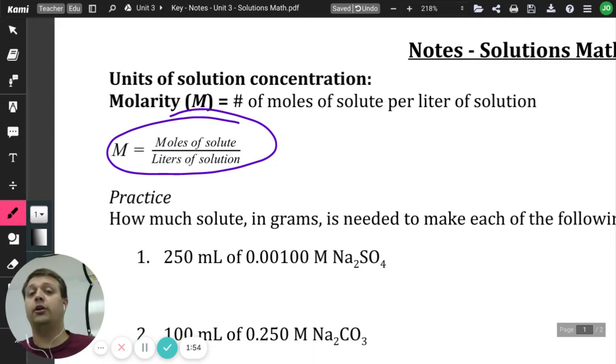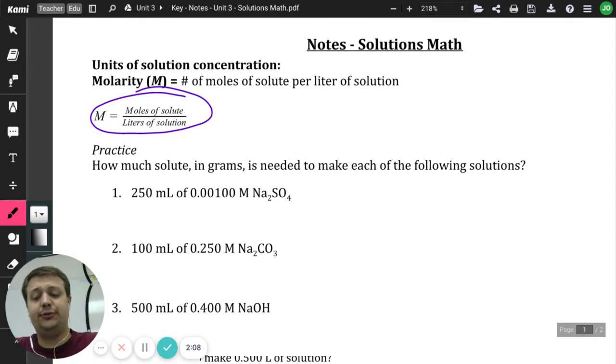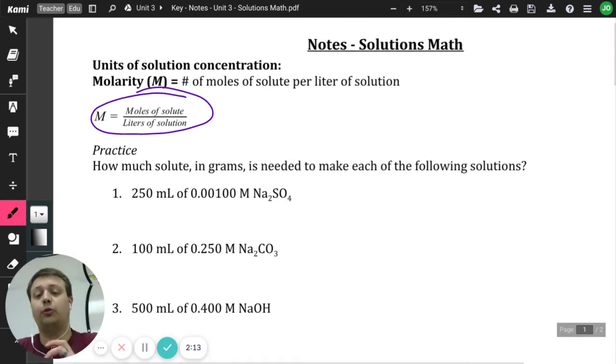Now, this should be on your periodic table that we gave y'all at the beginning of the year. So make sure that you've got that because that will be an additional resource that you can use when you're taking your AP exam. All right. Okay. So how much solute in grams is needed to make each of the following solutions? So what we're going to do is work through this. I'm actually going to do this first one with you, and I'm going to solve it in 2 different ways. And then I'm going to let y'all work on the next 2 problems and we'll talk about them.